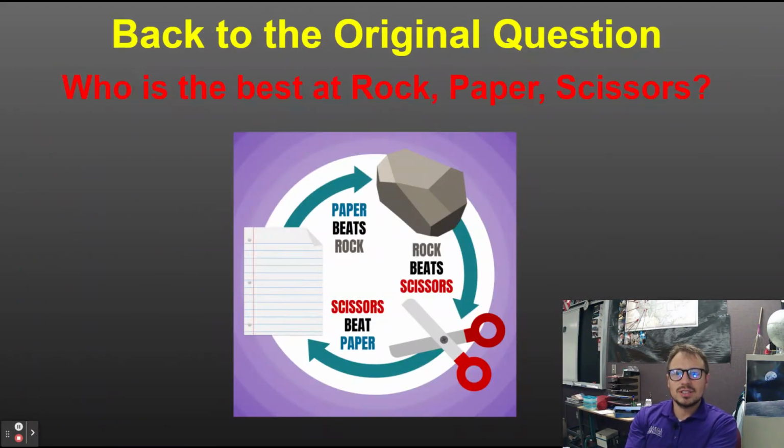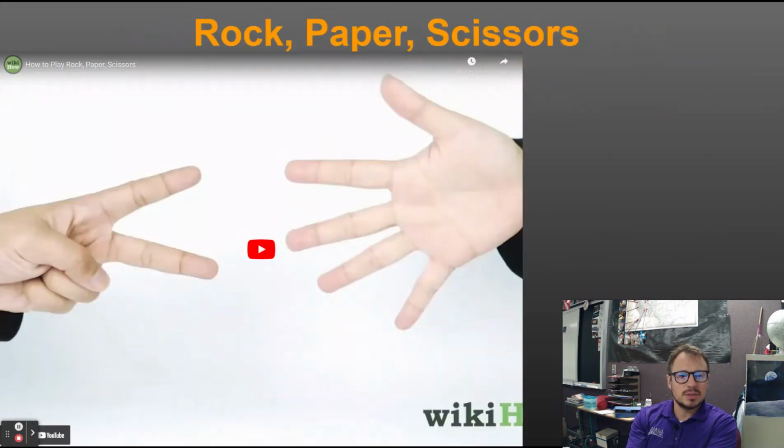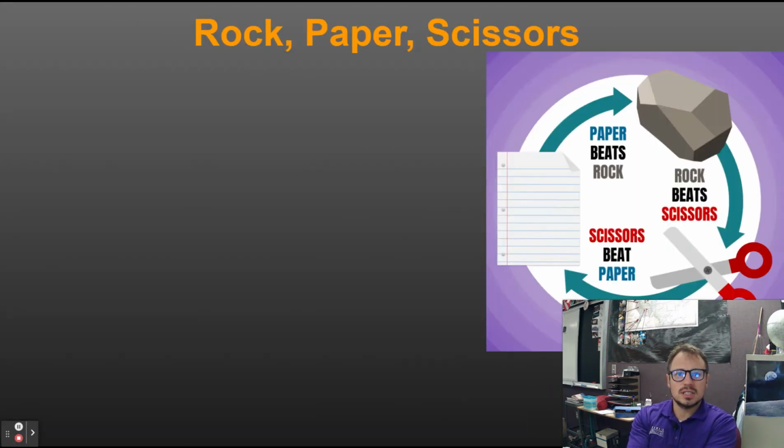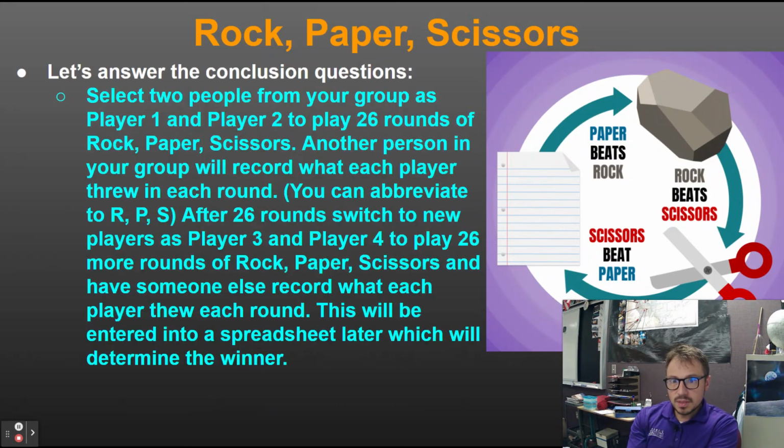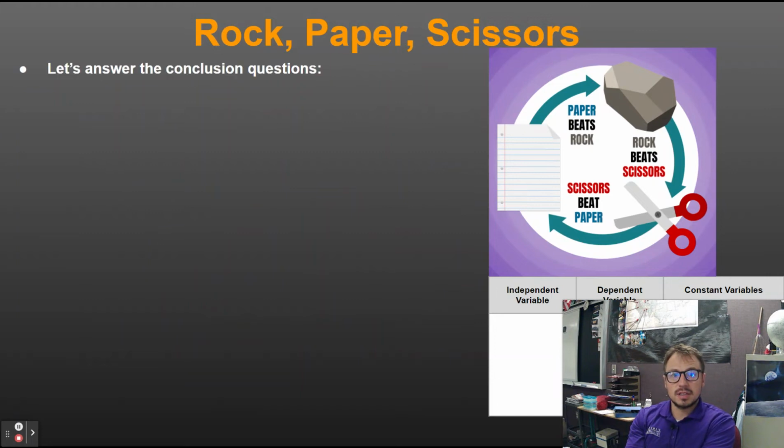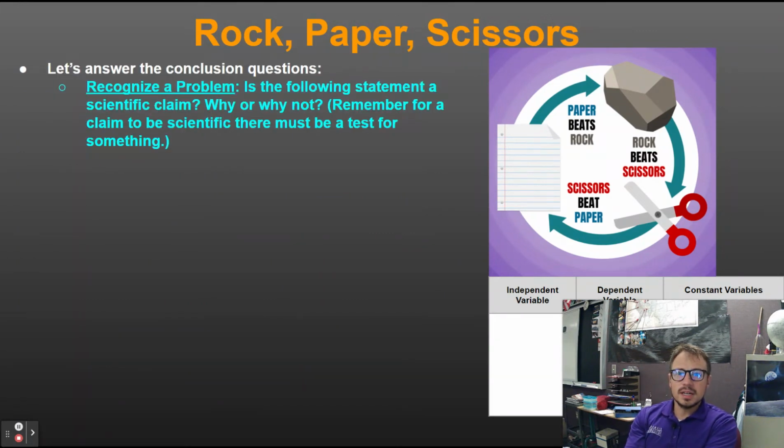So we tried to answer this question: who's the best at rock, paper, scissors? Is there actually a strategy to this? And we did this by performing a lab. We selected two players from this group to be player 1 and player 2 to play 26 rounds of rock, paper, scissors, and then another two, player 3 and player 4, to play another 26 rounds. So there are a lot of different ones, and we calculated that with a spreadsheet. So we recognize a problem, right?